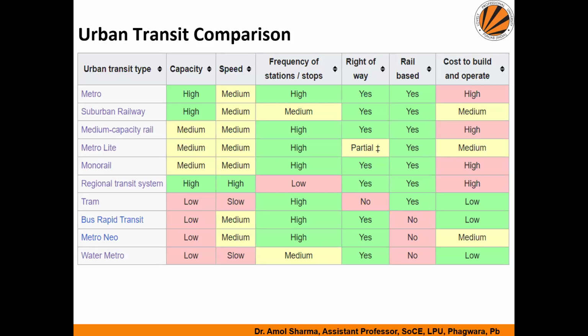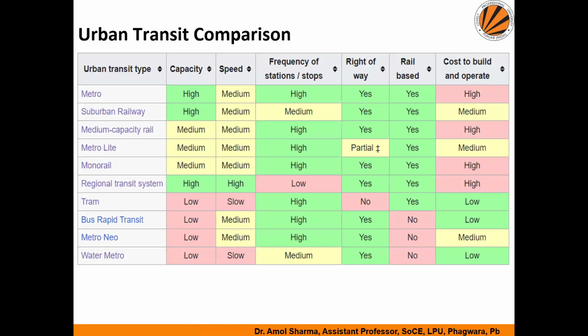In comparison to these, the bus rapid and the light rapid transit systems operate at a lower capacity, like a monorail. Monorail has a medium capacity, light rail has medium to low capacity. So these transit systems have medium speed and medium capacities. The frequency of stops is also less as compared to the metro or suburban type of systems, and the right of way can be partial or full. That means they can operate on their own paths and sometimes they share the paths with other railway network.